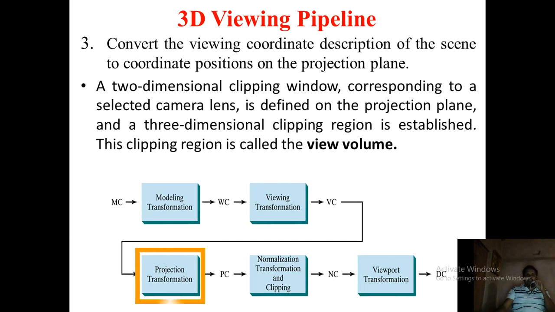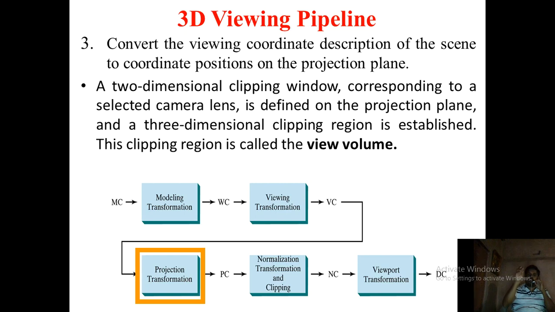Then afterwards, convert the viewing coordinate description of the scene to coordinate positions on the projection plane. Till this stage all the points are in 3D. A two-dimensional clipping window corresponding to a selected camera lens is defined on the projection plane, and the three-dimensional clipping region is established. This clipping region is called the clip view volume, right? Means whichever camera, wherever you have focused that camera on a particular object, that region you identify is the two-dimensional clipping region corresponding to your scene.